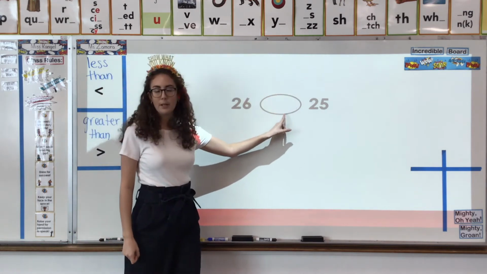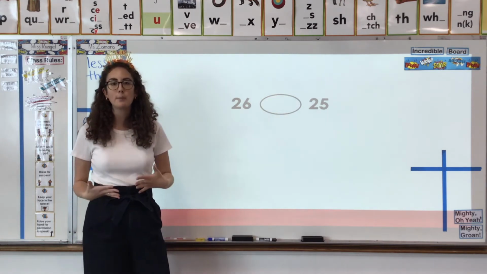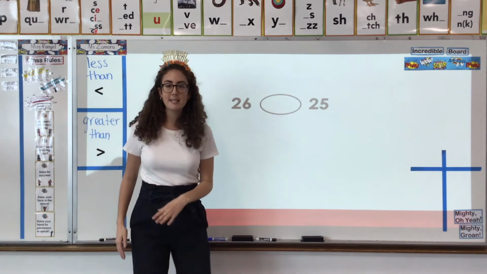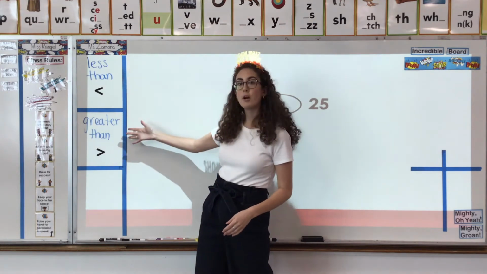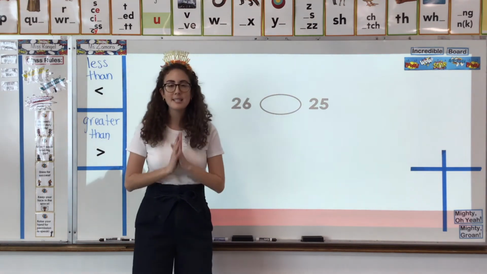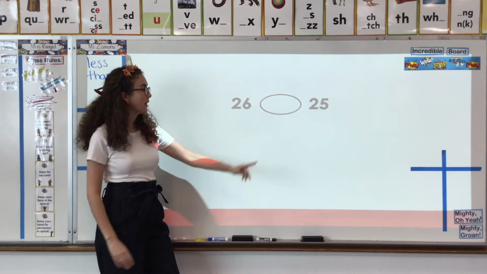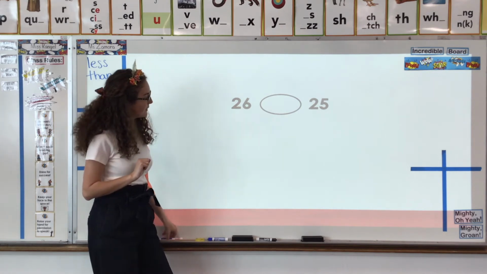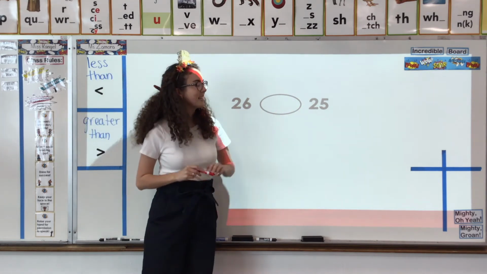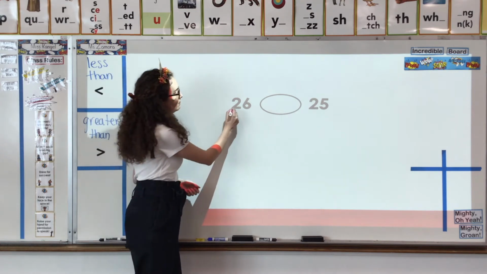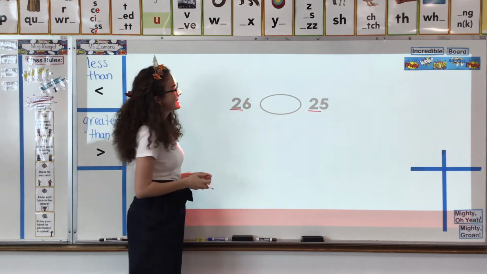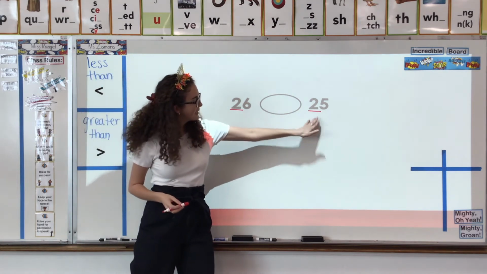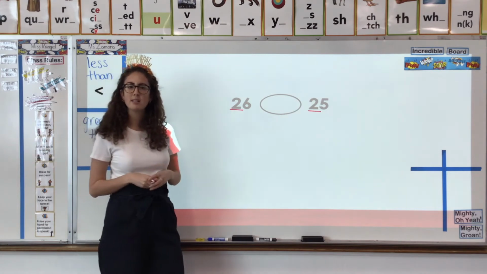This circle in the middle is waiting for us to complete with the correct symbol. We're going to draw the right symbol for less than or greater than that's going to complete this number sentence and correctly compare 26 to the number 25. So, let's see, second grade. In 26 to 25, what do you notice about the tens place? Let's look at the tens place. What do you see? In 26 and 25, what do you notice?